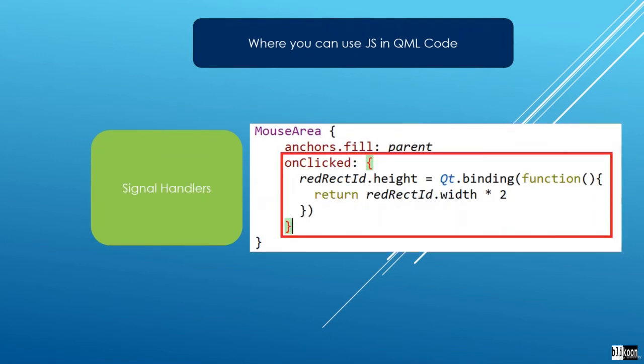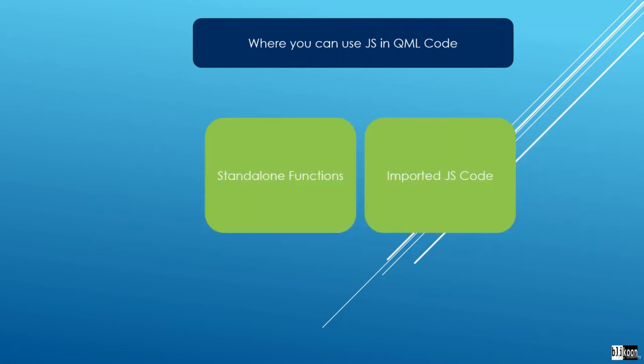You can also use JavaScript in signal handlers. In your MouseArea in the onClicked handler, this is JavaScript you are writing here. There are two other use cases of JavaScript we haven't talked about yet, but this is the topic of this chapter, and we are going to look at how you can use JavaScript in standalone functions and imported JavaScript code. For now, I hope this gives you a good introduction to what is available to you in terms of JavaScript features in your QML code.